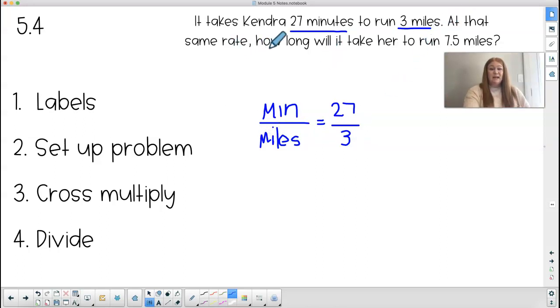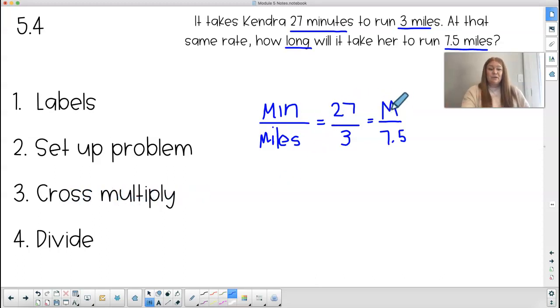So at that same rate, how long? How long is talking about minutes. So how many minutes is it going to take her to run 7.5 miles? Again, miles goes on the bottom here. So here my problem is all set up. All the minutes are on the top. All of the miles are on the bottom. So now we are going to cross multiply.